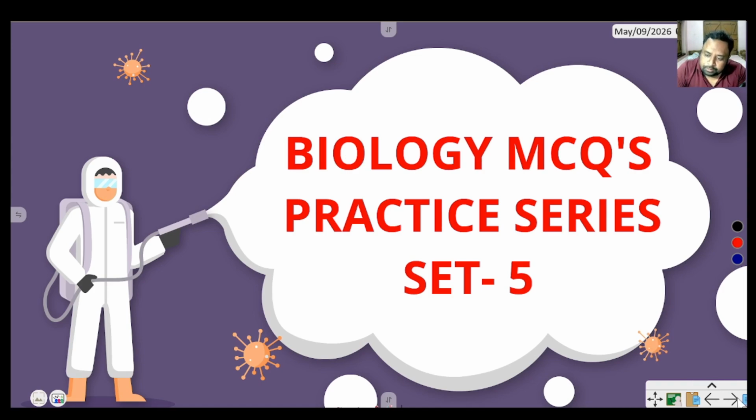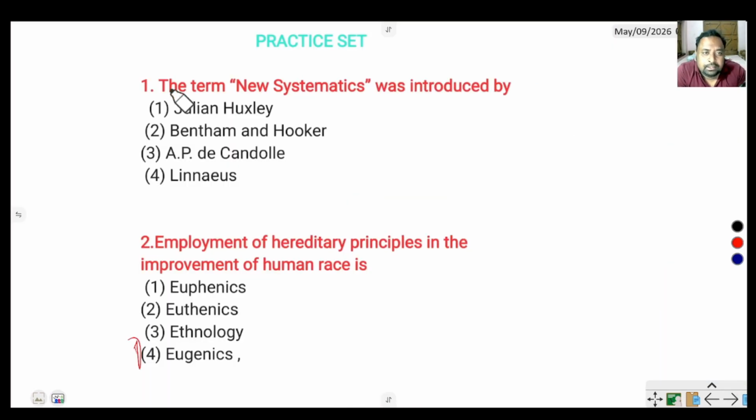The first question of this video says the term neo-systematics was introduced by Julian Huxley, Bentham and Hooker, A.P.D. Candolle, or Linnaeus. The term neo-systematics was proposed by Julian Huxley, that is the correct option.